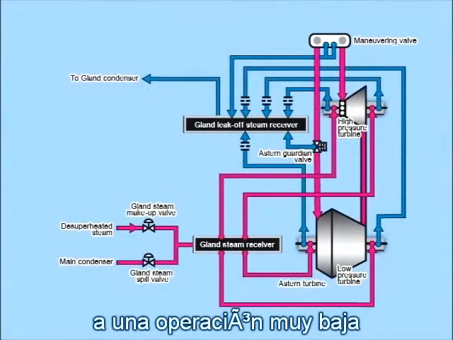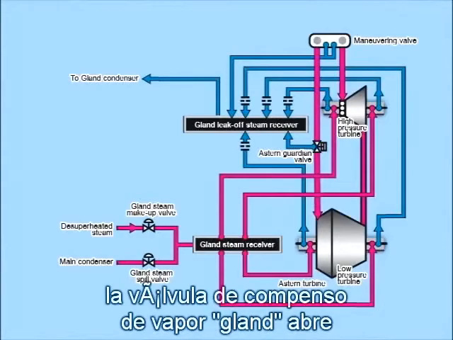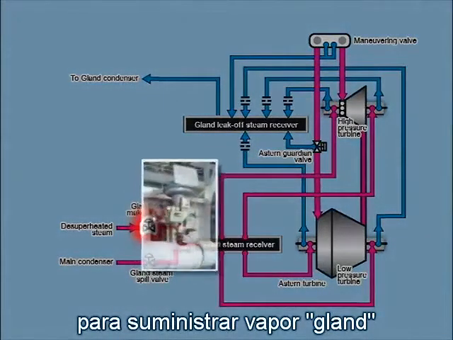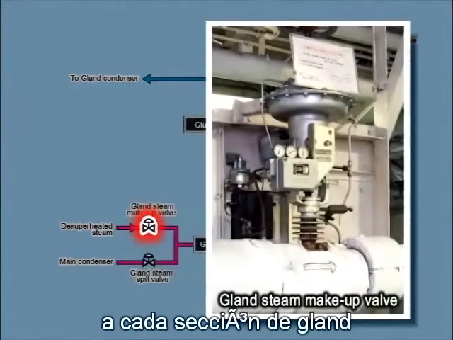When the turbine is stopped or in low-load operation, the gland steam makeup valve opens to supply gland steam from the steam receiver to each of the gland sections.